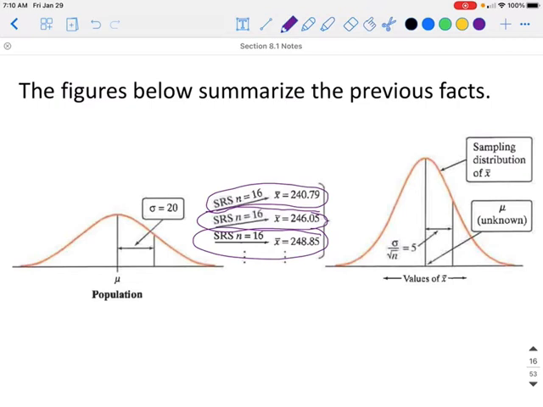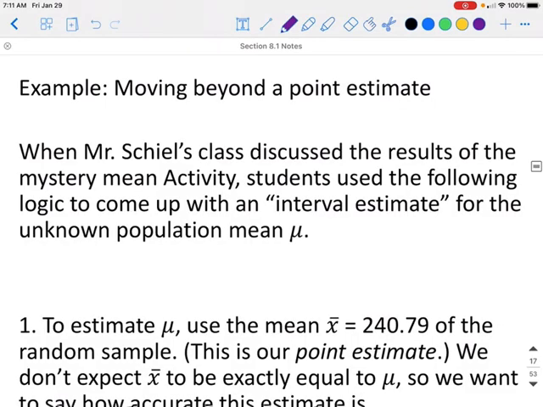Remember, to do the sampling distribution, it would have to be all possible samples of size 16 for the entire population. From there, you will get your sampling distribution. Now, we still don't know what that mean is, but we do know that our standard deviation now, instead of 20 like the population, will only be 5, because you take the standard deviation of the population and divide it by the square root of the number of observations you're taking, which was 16.